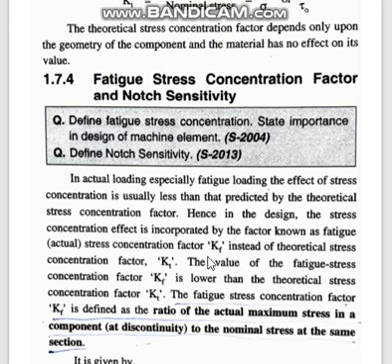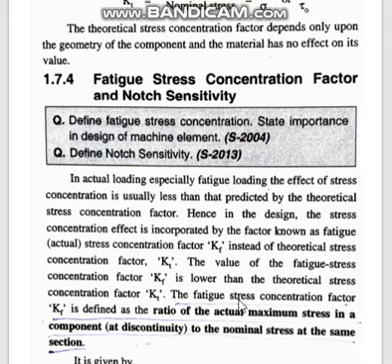Okay, so now which of these two will be more? Kt is more or KF is more? We are saying Kt is more, KF is less. So the value of the fatigue stress concentration factor KF is lower than Kt.